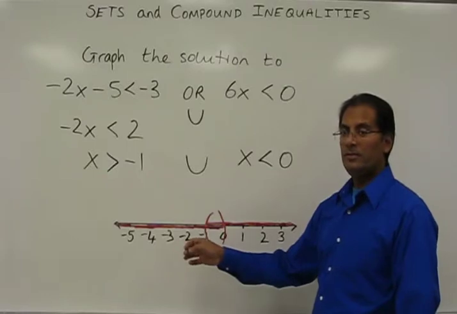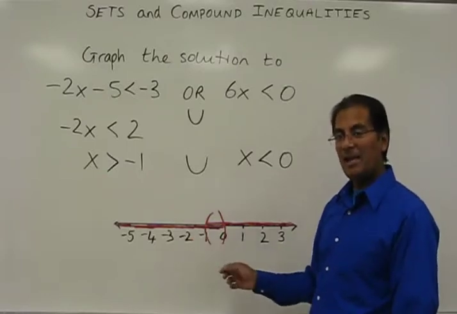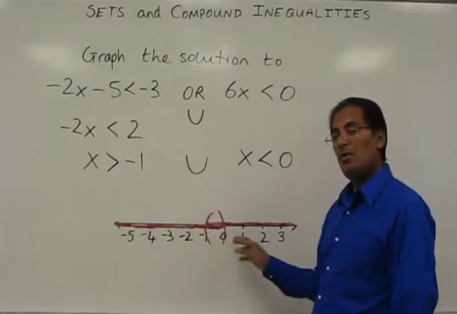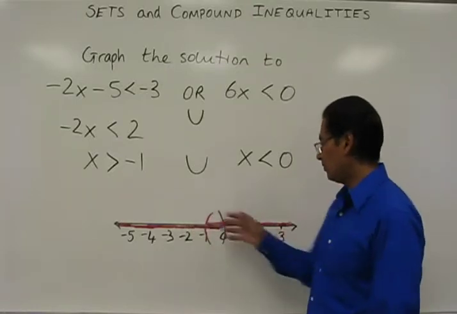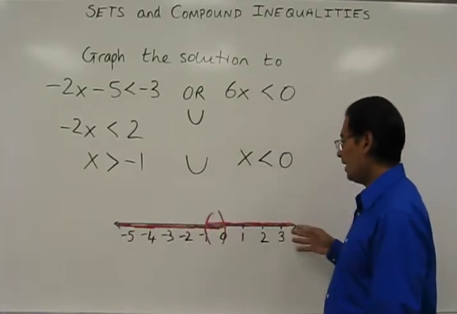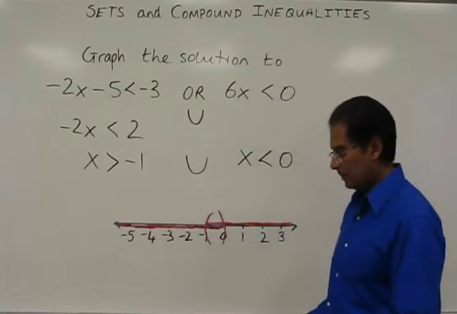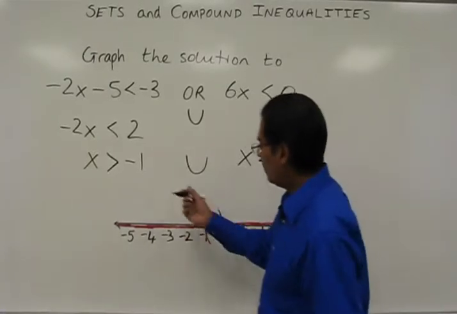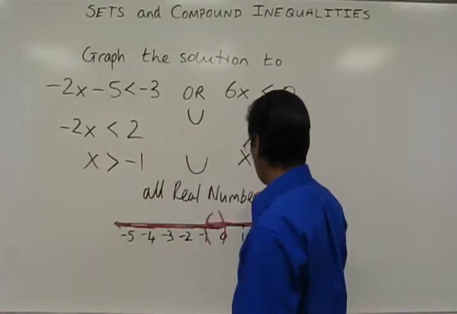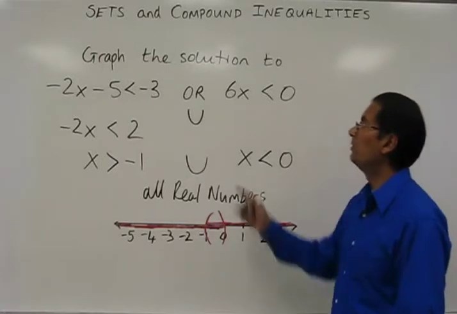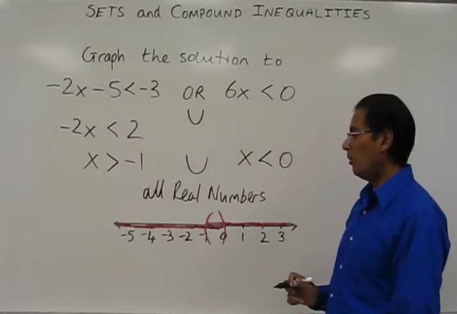This or this. Remember, we're not looking at and, where they overlap. We're looking at this or this. So this or this actually is the entire number line that is shaded red here. So our answer would be all real numbers. So our solution to this compound inequality is all real numbers.